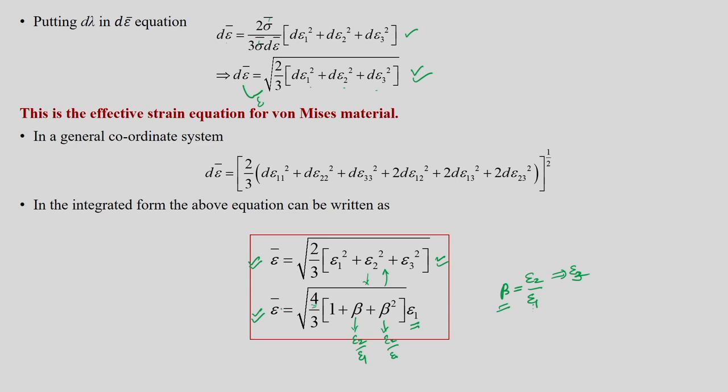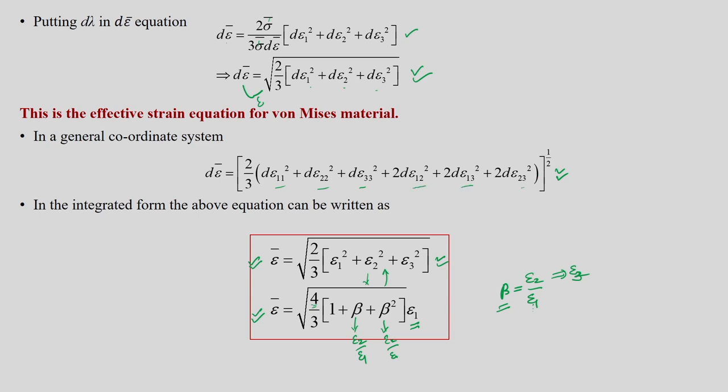The same equation can be written in a general coordinate system like this. This is just for you to know, okay. So, d epsilon bar is equal to again square root of 2 by 3 into (d epsilon 11 square, 22 square, 33 square and then 2 into d epsilon 12 square, 13 square and 23 square), that will come.